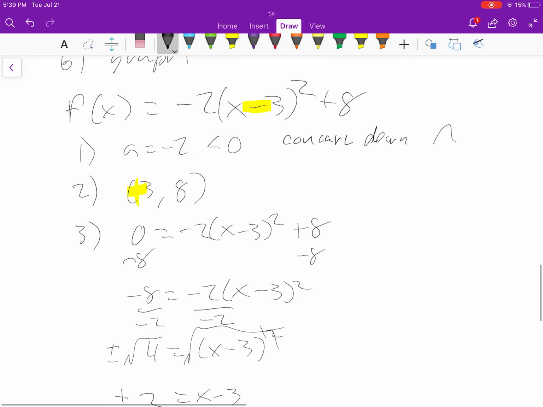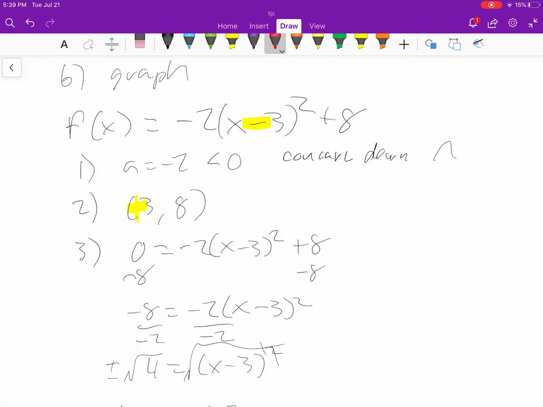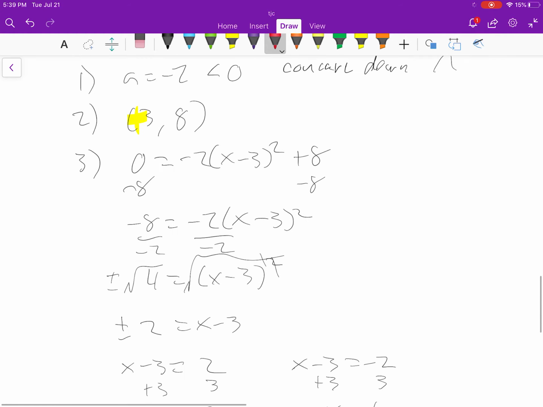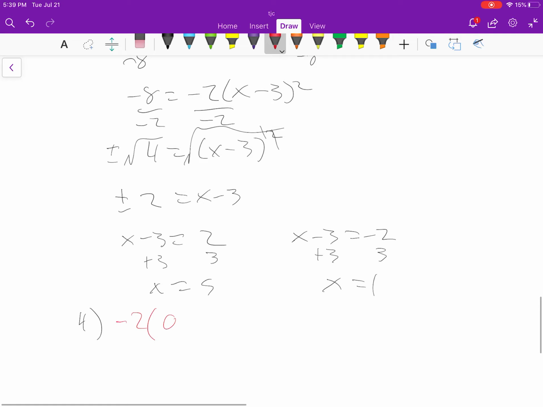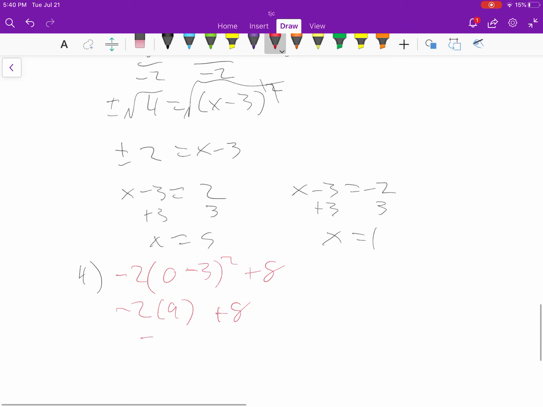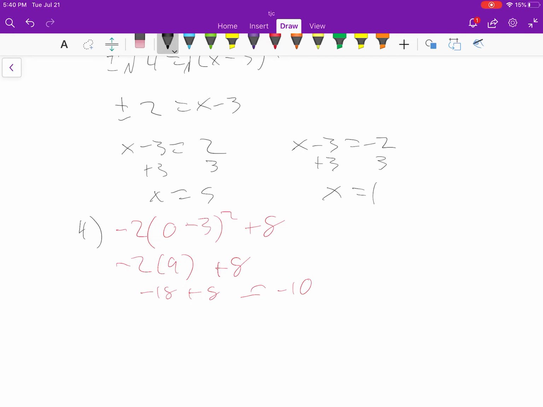Find that by plugging x equal to 0 into the original function, which is here. So we're going to plug 0 into x. That'll give you -2 times 0 minus 3 squared plus 8, which is -2 times 9, because -3 squared is positive 9, plus 8. And then this is -18 plus 8, which is equal to -10. So we know our y-intercept is at 0, -10. Okay, so that gives us our intercepts.